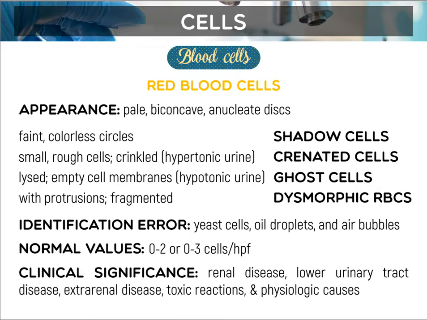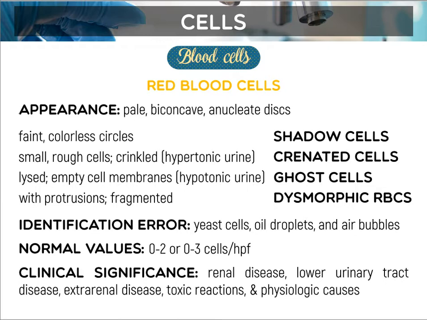So these shadow cells are faint and colorless circles, whereas your crenated cells are small. They are rough cells. They appear crinkled. This is because of your hypertonic urine. So crenated because they shrink due to loss of water. All right. Another thing is your ghost cells. So they are lysed. Empty cell membranes na lang ni siya, guys, can be found in your hypotonic urine. So, ang ghost cells, they absorb water. So, they swell, consequently releasing your hemoglobin, leaving only your cell membrane, okay?